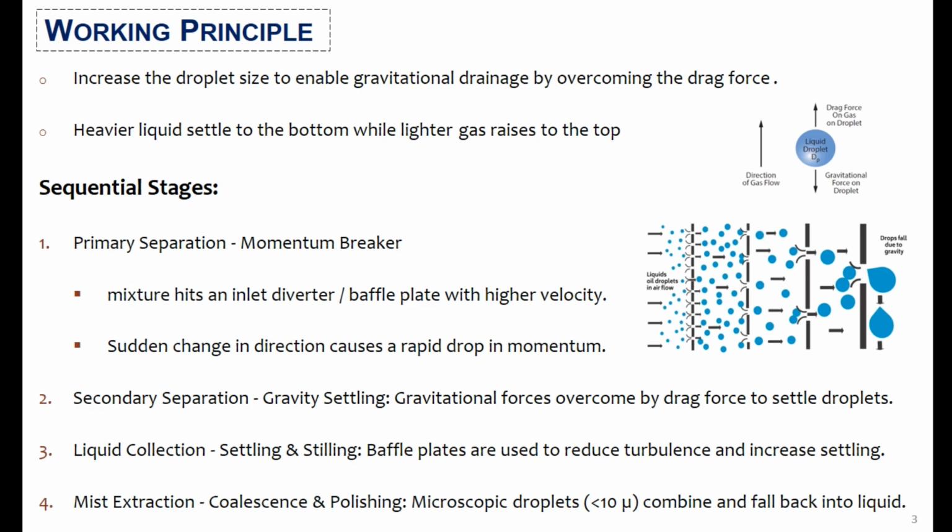In the second stage, gravity settling happens, and gravitational forces overcome the drag force to settle the droplets. In the third stage, liquid collection occurs through settling and stilling, where baffle plates are used to reduce turbulence and increase settling. And in the last stage, mist extraction occurs, where coalescence and polishing phenomena ensure the microscopic droplets having a size less than 10 micrometers are combined and fall back into the liquid stream.